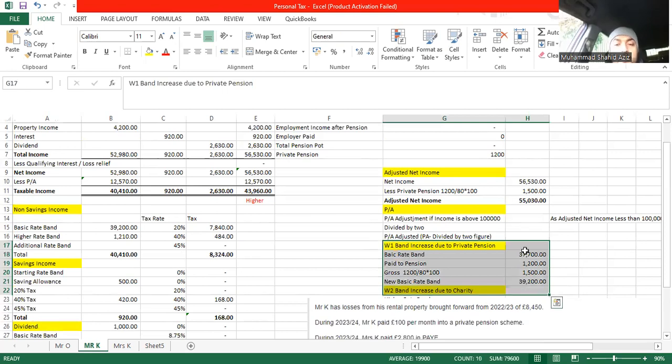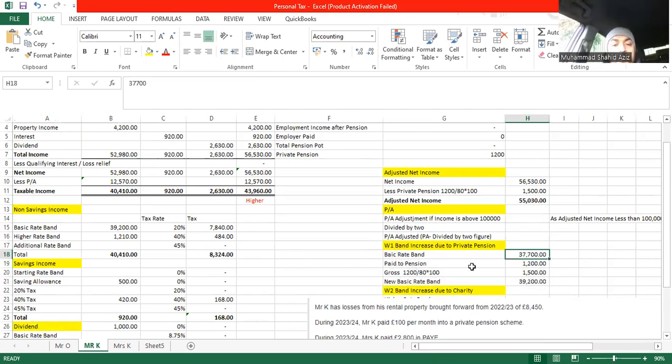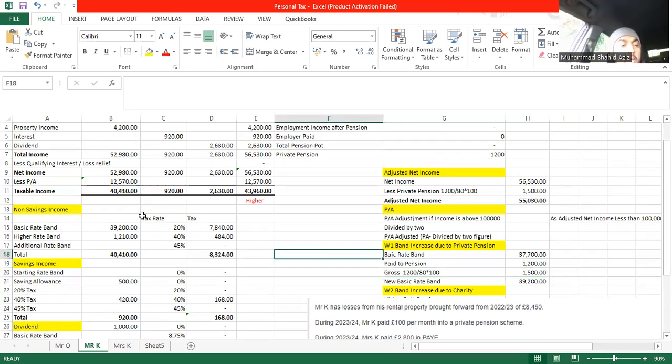The basic rate band is 37,700. Paid to pension is £100 multiplied by 12, which is £1,200. The new basic rate band will be 39,200, so we add 37,700 plus 1,500. The 1,500 is the amount we grossed up. Okay, let's start the tax computation now.